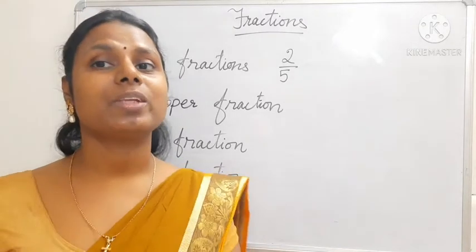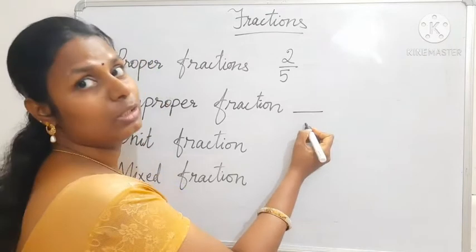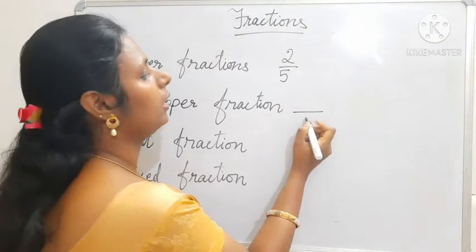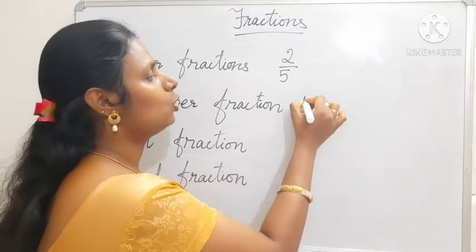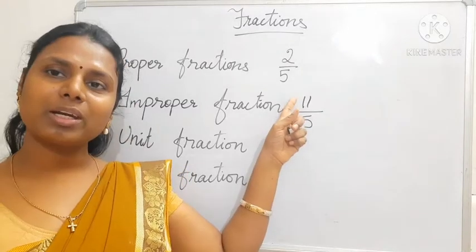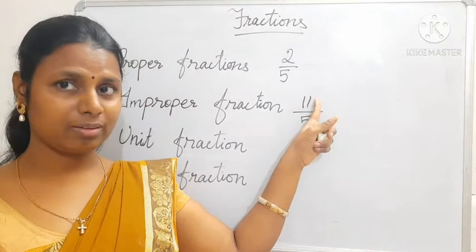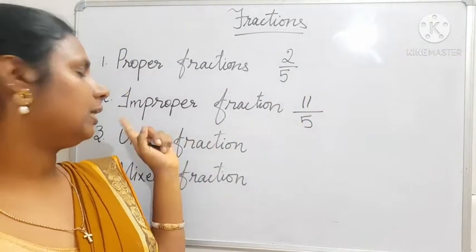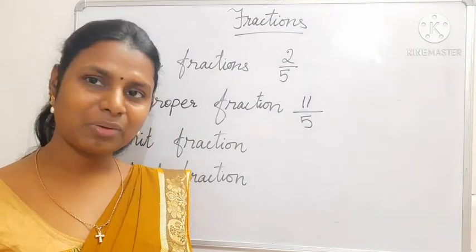That means improper fraction means denominator small one and numerator big one. For example, denominator 5, numerator 11. Denominator 5 and numerator 11. See here, it is small and it is big. Numerator is big. So it is improper fraction. Have you got it?